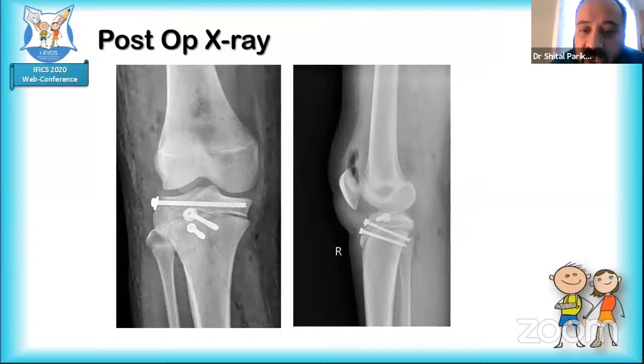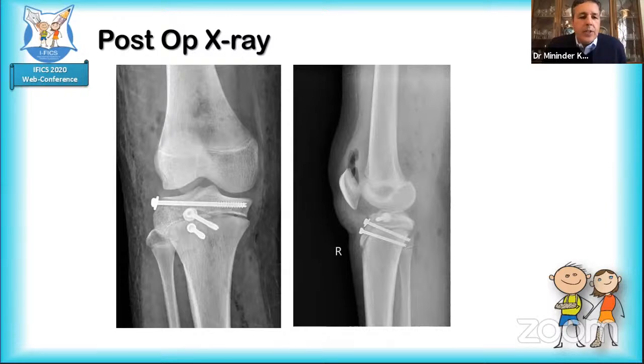Okay, so I'll just ask the faculty, would you have done anything differently? This case turned out to be fine. Any comments? It was an intra-articular fracture with physeal separation as well. Yeah, I think that's an unusual fracture pattern, but you can see it.